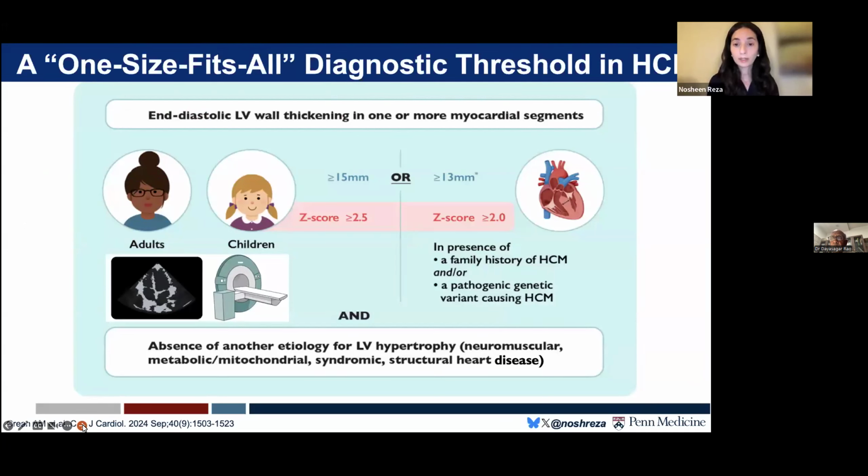And of course, these have to occur in the absence of another cause of left ventricular hypertrophy, things like neuromuscular conditions, metabolic or mitochondrial syndromes, other syndromic diseases, structural heart disease, and of course, the most common things that we experience, pressure loading conditions on the left ventricle, including hypertension and aortic stenosis.